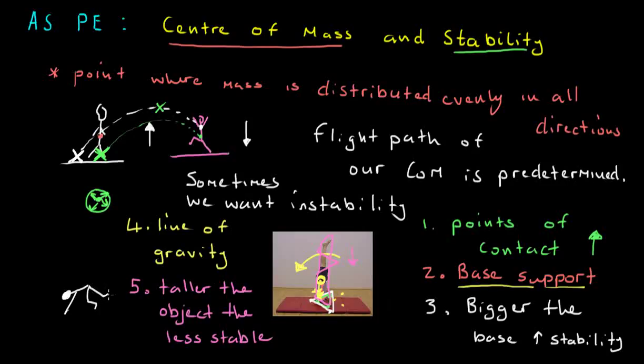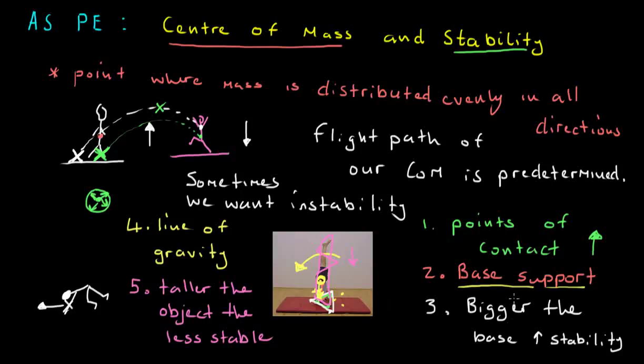So we have this position in the sprint start. Well, as soon as this performer lets go of their arms, they become unstable and begin accelerating forwards. It's instability that the performer is actually trying to promote. So just bear that in mind. Sometimes we want the opposite of these things. We want to remove the points of contact. We want to remove the hand support from the ground because we're going to accelerate forward.